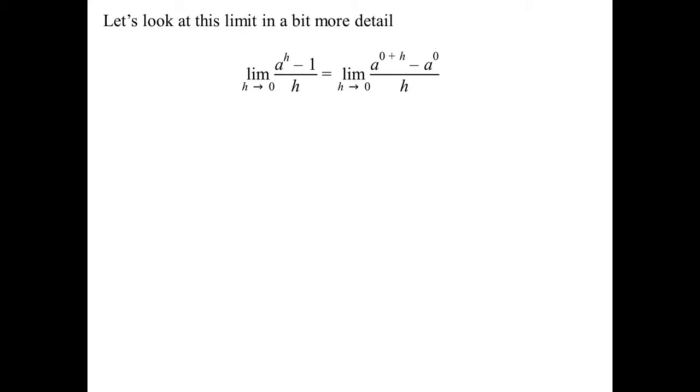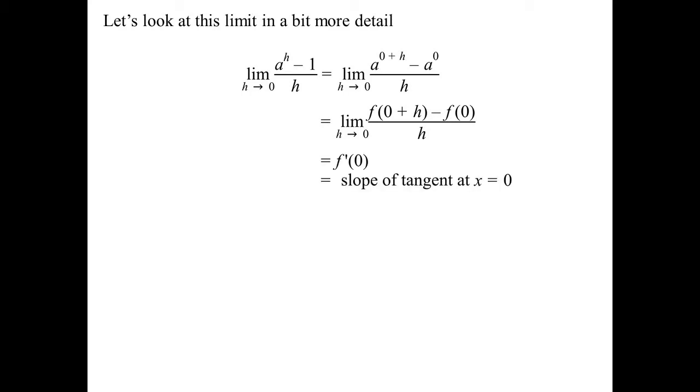I could rewrite that as a to the power of 0 plus h minus a to the power of 0 over h, which I could say is function 0 plus h minus function 0. Well, that's the derivative at x equals 0. So in other words, it will be whatever the slope of the tangent is at x equals 0.